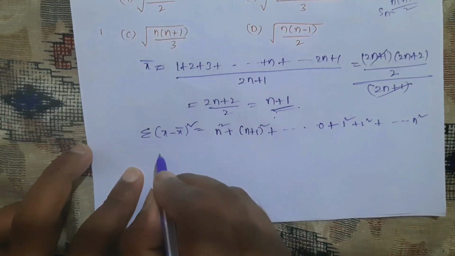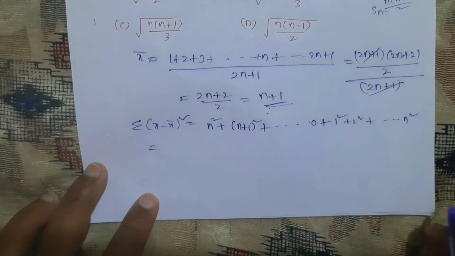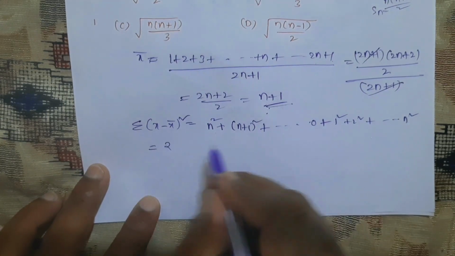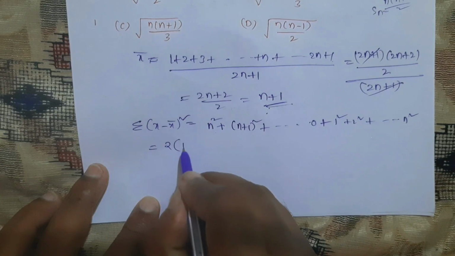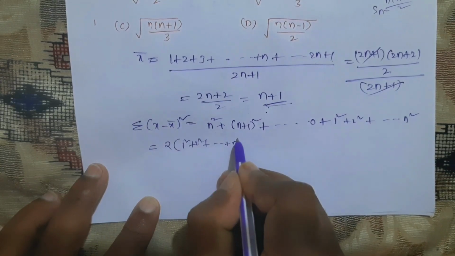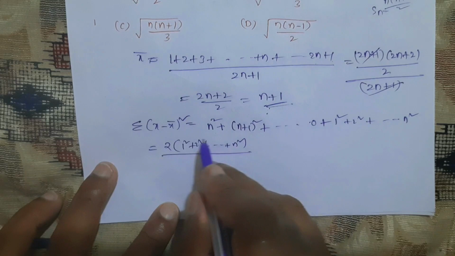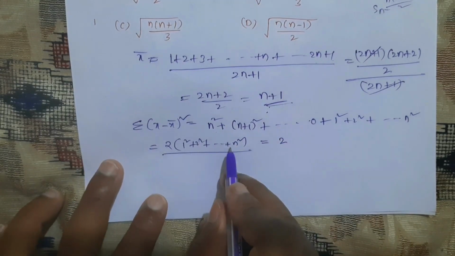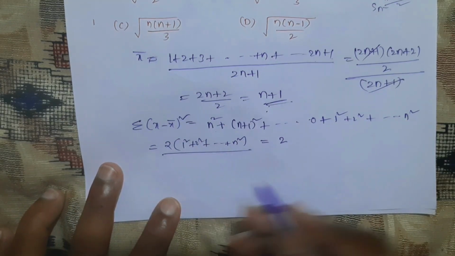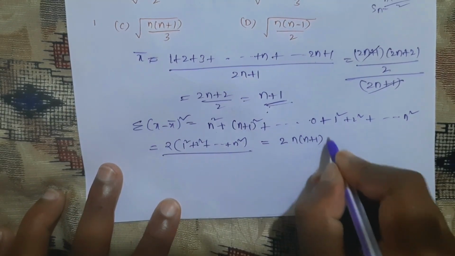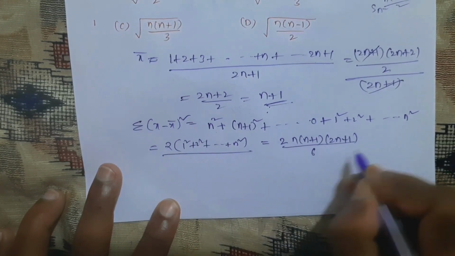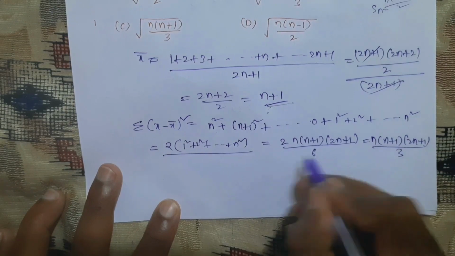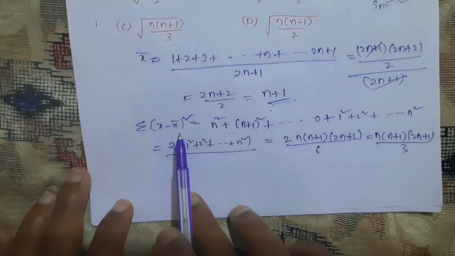If you simplify this, as in the previous question, this is 2 times of 1 square plus 2 square plus so on plus n square. This one we can write as 2 into the formula for the sum of squares of n natural numbers, that we know, n into n plus 1 into 2n plus 1 divided by 6, which will be equal to n into n plus 1 into 2n plus 1 by 3. Two ones are two, three twos are six. So this is sigma x minus x bar square.